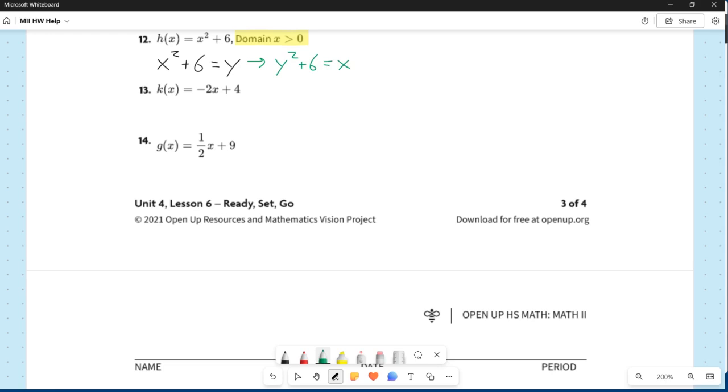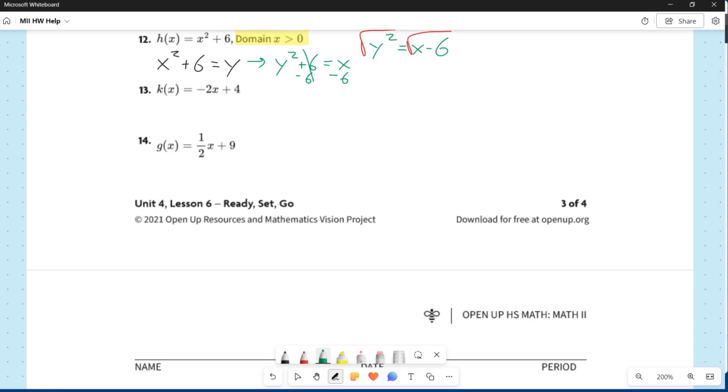And I want to get y by itself. So the very first thing I want to do to get y by itself is subtract 6 and subtract 6. So that cancels, and on the left, I'm left with just y squared. And on the right, I have x minus 6. To get rid of a squared, we want to take the square root of both sides, square root and square root.